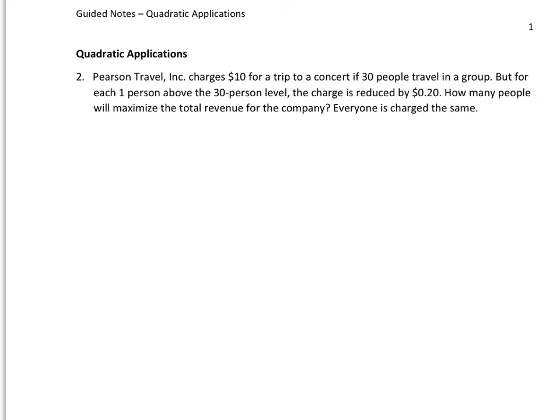We are trying to figure out how many people will maximize the total revenue. I'll probably also find the price as well. We know how to find revenue. Revenue is R of X is X times P. Now let's look and see what's going on here.